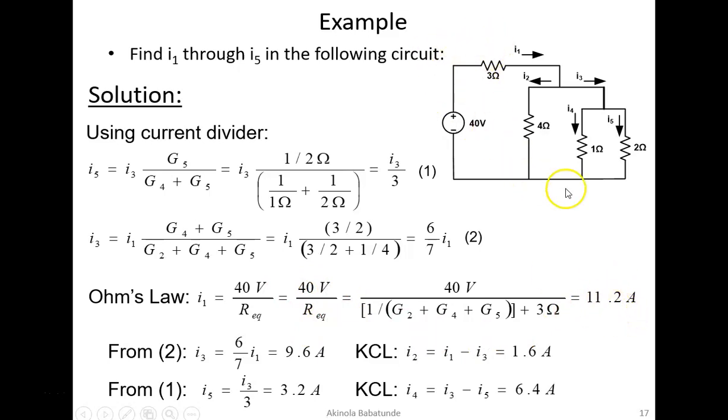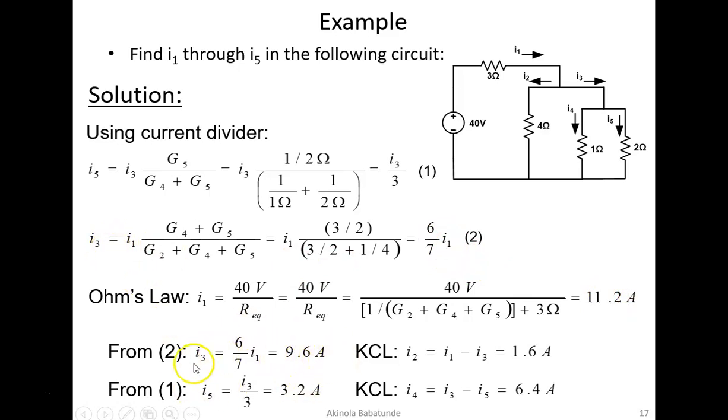It is easy to find the R equivalent. I already taught you exactly how to find R equivalent or G equivalent. You can easily do that, and then substitute into this expression and find your I1. Once you know I1, it becomes very easy to find your I3, because we said at the beginning from equation 2 that I3 is equal to 6 over 7 multiplied by I1. When you put I1 here, you can find your I3, and that gives us 9.6 amperes.